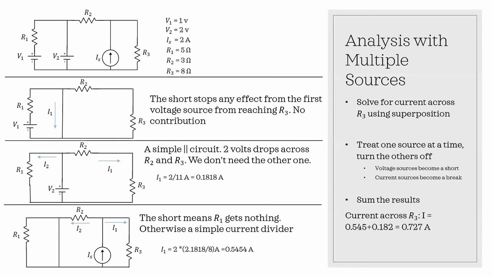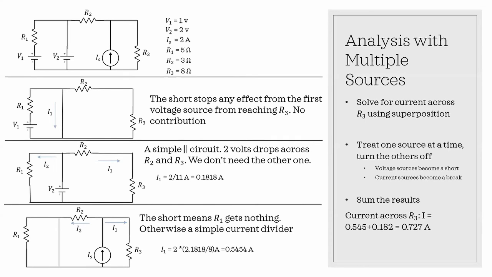Okay? So, rules of thumb. When treating one source, you turn the others off. And this makes voltage sources become a short because remember, an ideal voltage source has an internal resistance of 0, and it makes current sources become a break because ideal current sources have an internal resistance of infinity.